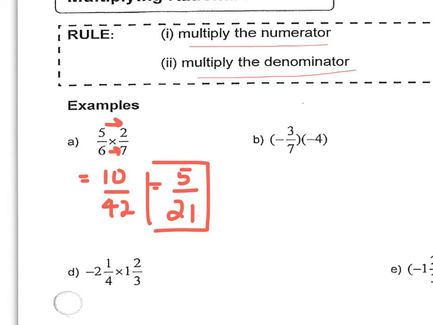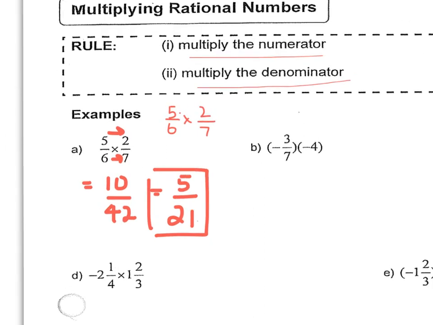You could have reduced beforehand if you wanted to, and what that would look like is you could have done 5 over 6 times 2 over 7, and you can look vertically this way to see if things reduce, if a 5 and a 6 reduce in any way. In this case they don't. You could have gone this way to check if the 2 and the 7 reduce, but they don't either.